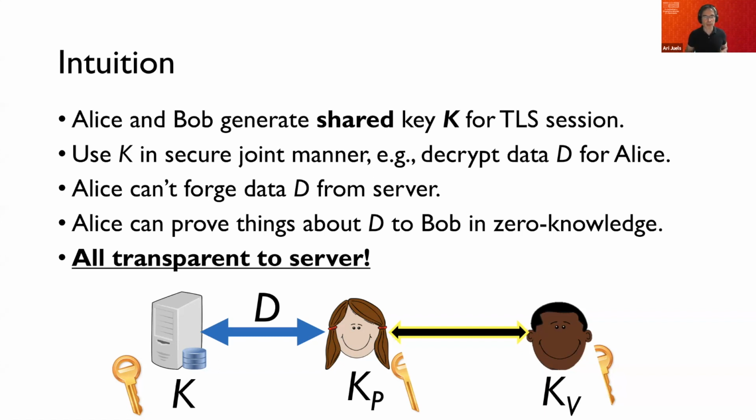A really important observation here is that this process of splitting the key on the client side between Alice and Bob is transparent to the server. There's no modification to TLS, and the server actually has no idea that this joint protocol is taking place. This two-party protocol is taking place between Alice and Bob in the background. As far as it's concerned, it's just talking to an ordinary client, just talking to Alice in particular.